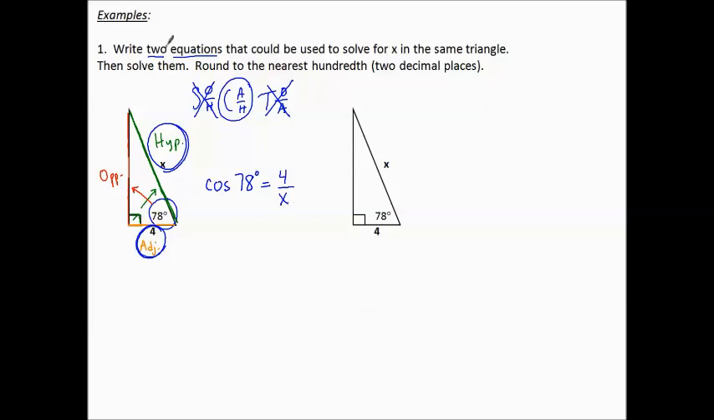Now, the direction said write two equations that could be used to solve for x. So in this other picture, I would be doing the exact same thing if I use the 78 degrees. So instead of looking from this angle, I'm going to look from the other acute angle. Now I don't know how much that is, but I can find it. Remember the two acute angles in a right triangle add up to 90 degrees. So first I'm going to say 90 minus 78 to get that missing angle measure. That's 12, so this missing acute angle is 12 degrees.